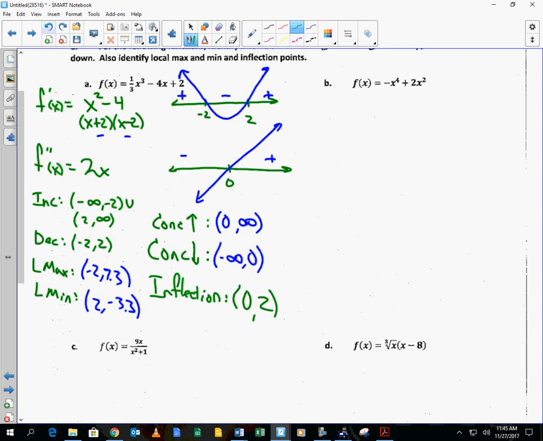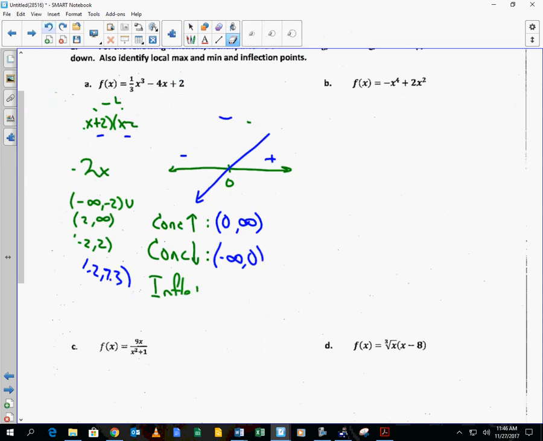Yeah, you plug 0 into the original equation. Okay. All right. So this is an actual coordinate. Intervals are for increasing, decreasing, concavity up, and concave down. The local max, local min, inflection, those are points. And we'll actually plot them for letter B here in a second. Okay. All right. Let me get rid of this.